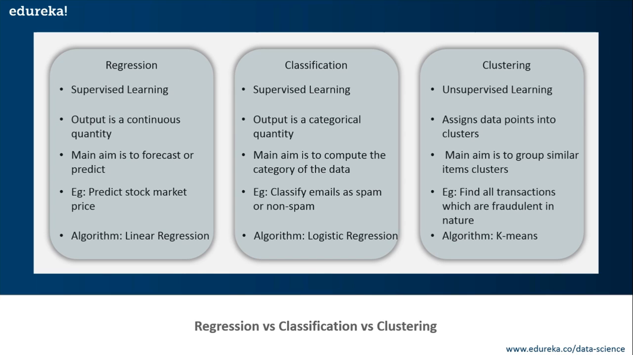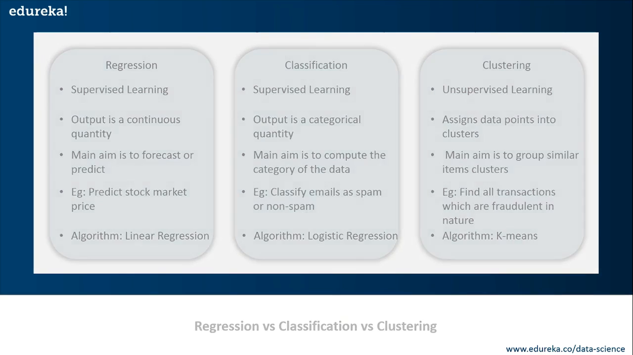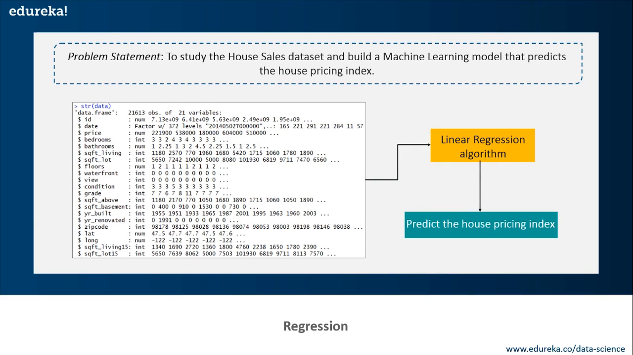So to make you understand the type of problems in a better way, I've collected three problem statements and let's try to understand how you can solve these problems. Okay. So in this problem statement, you have to study the house sales data set and build a machine learning model that predicts the house pricing index. Now, when you read house pricing index, you must understand that house pricing index is a continuous quantity, right? It's not a categorical variable. So as soon as you understand that you have to predict a continuous quantity, you must know that this is a regression problem. All right.